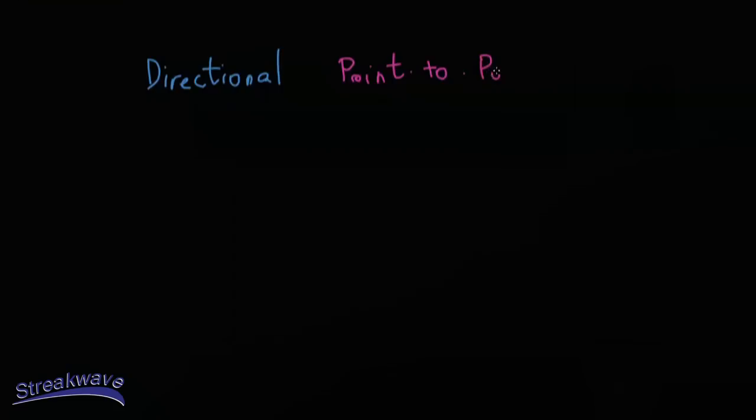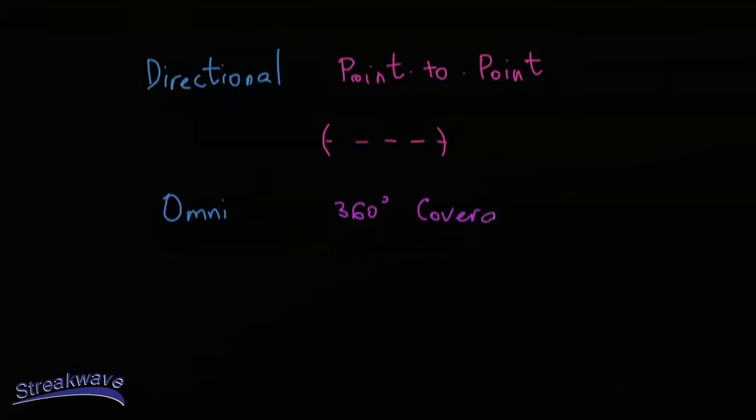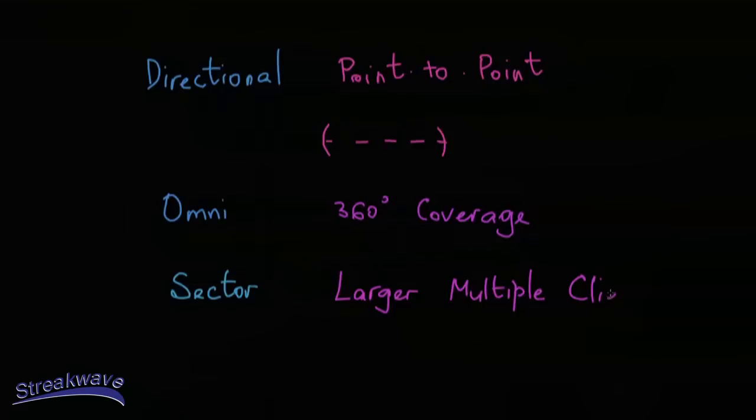Just to reiterate, the directional antennas again are primarily for point-to-point links, so going from point A to point B. You have omni antennas, which are great for getting 360-degree coverage. And then a sector antenna, which is used in a multi-point environment. A lot of wireless ISPs will use sector antennas as their antenna of choice when covering a large area, up to 3 to 5 miles, and you can have multiple clients.